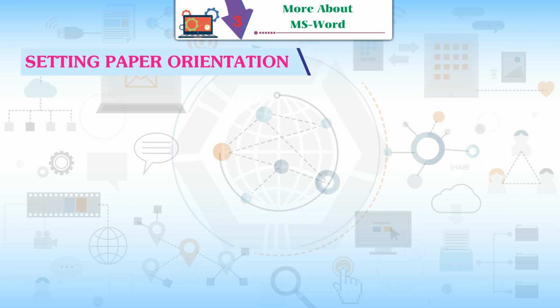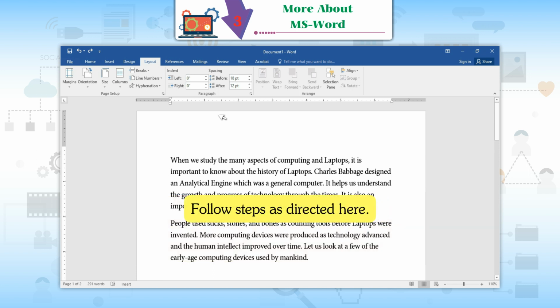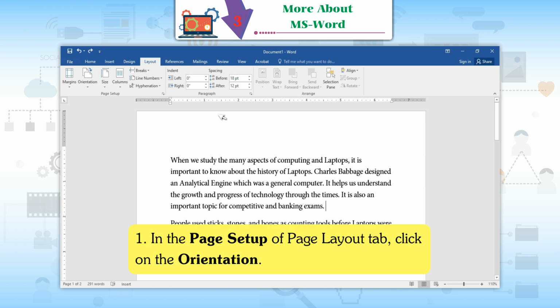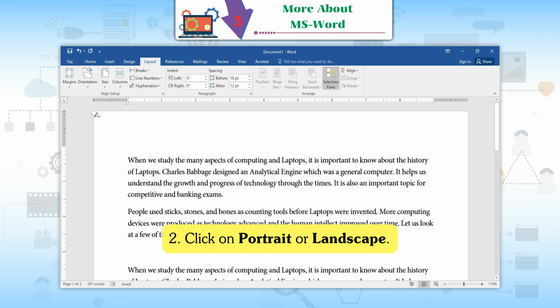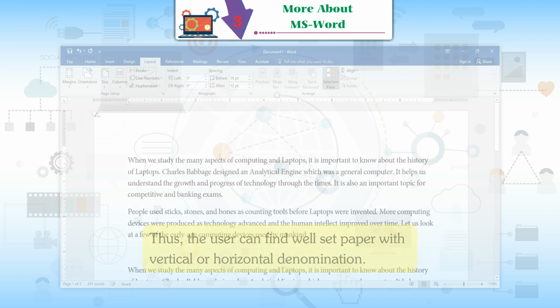Setting paper orientation. In this condition, we have to choose either portrait or landscape orientation for all or part of the document or text. Follow steps as directed here. In the Page Setup of Page Layout tab, click on the orientation. Click on Portrait or Landscape. Thus, the user can find well-set paper with vertical or horizontal denomination.